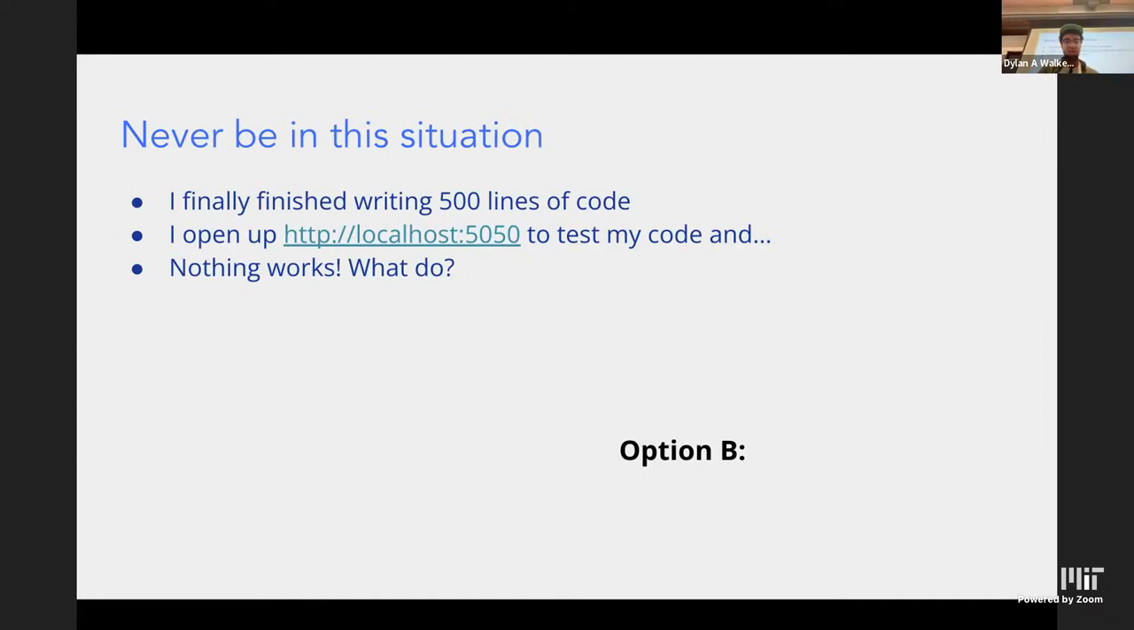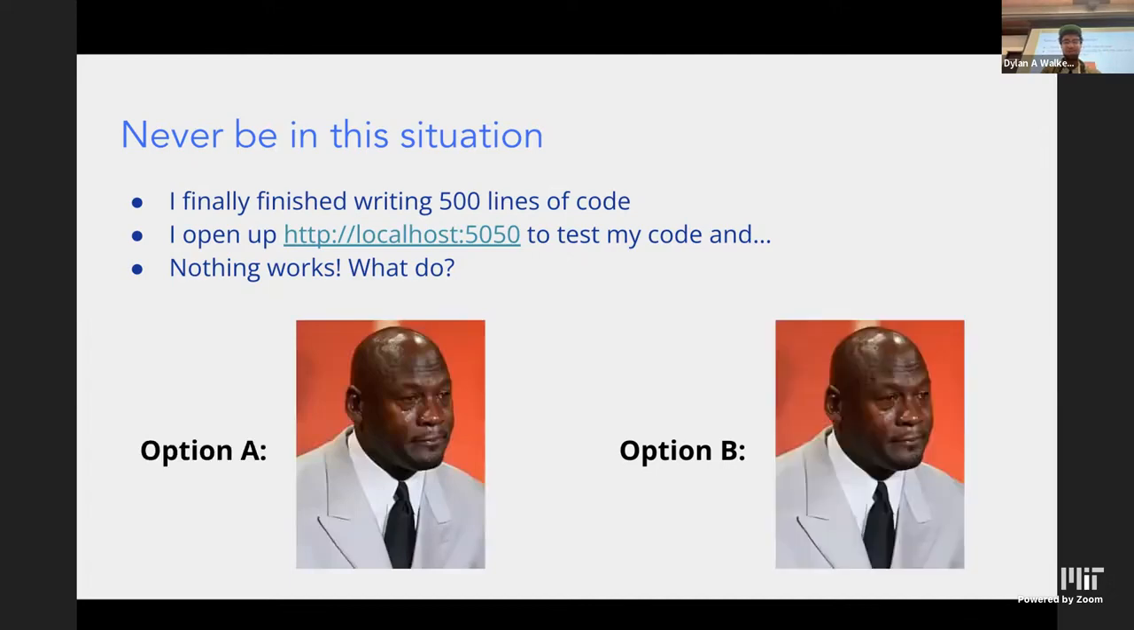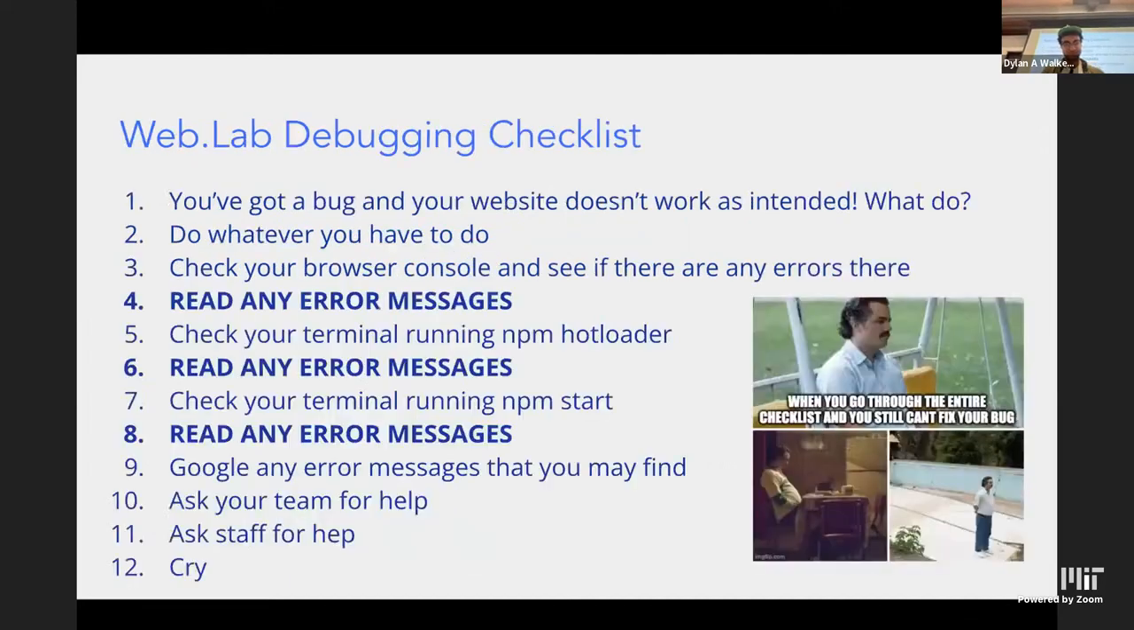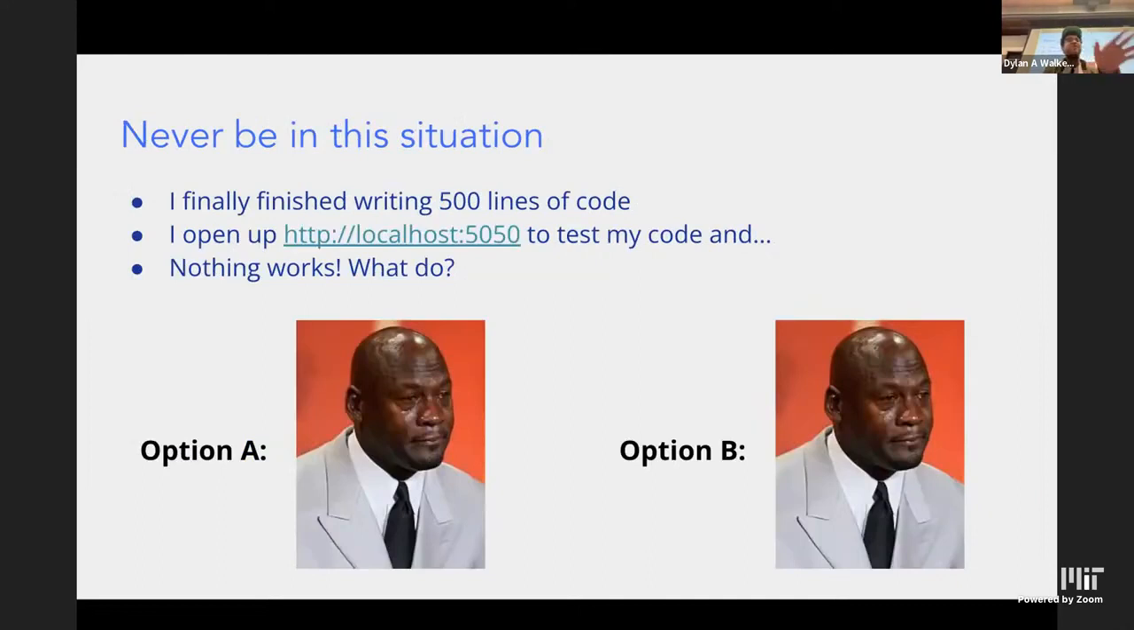So let's say we're in a situation where we did a huge mega commit, or just made a lot of code, and we wrote 500 lines without even testing it. Okay, so now we open up localhost and it doesn't work. We can cry or cry. So one thing with this: never write 500 lines of code and then not test it. Usually you want to debug every time you have something that can be tested. We'll go over that in a second.